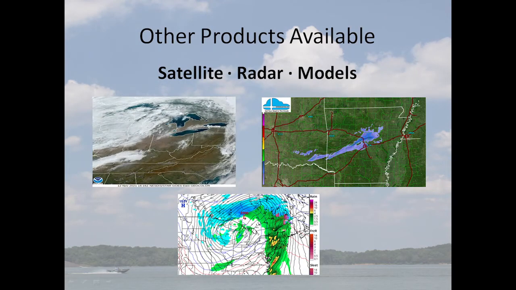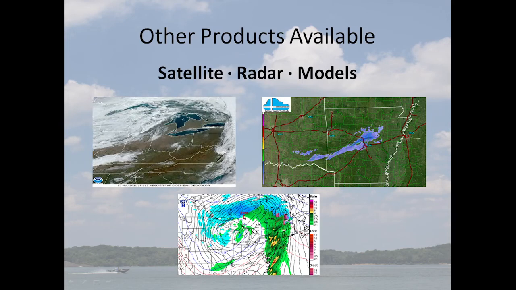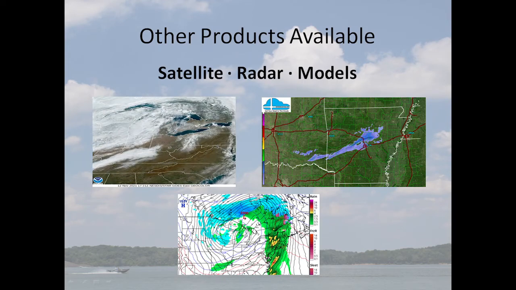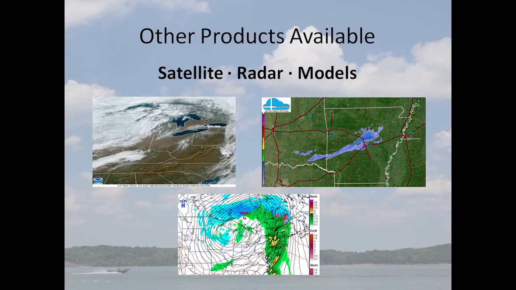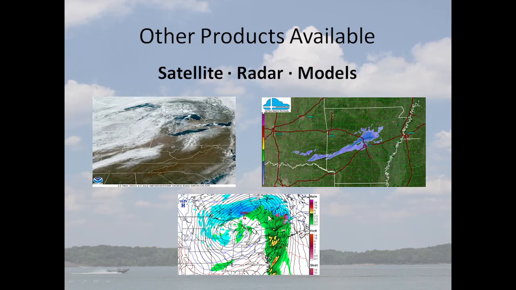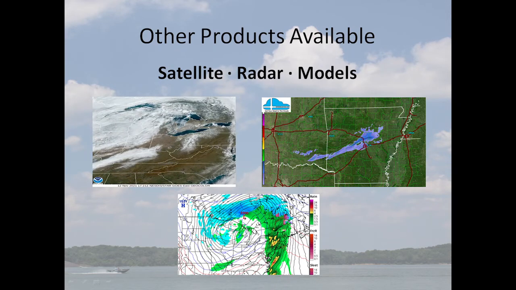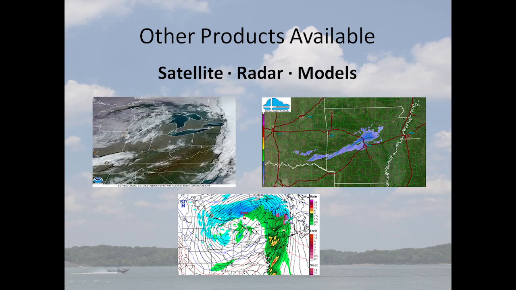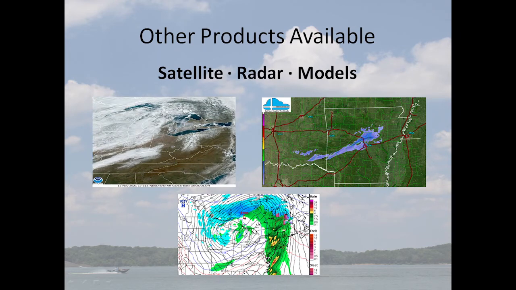All right, other products available to determine if you have moisture advection: satellite, radar, and the models. Models are just an indicator. It's a tool. It's not for sure. So you have to verify these models, make sure they are initializing well and handling that system well enough to determine if you want to use that as an indication of moisture advection.